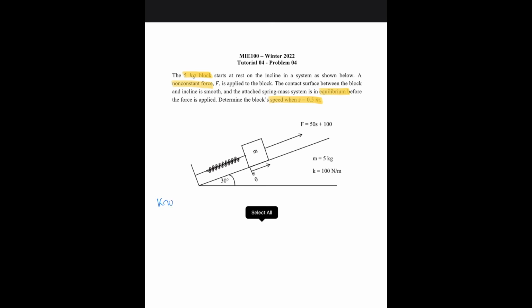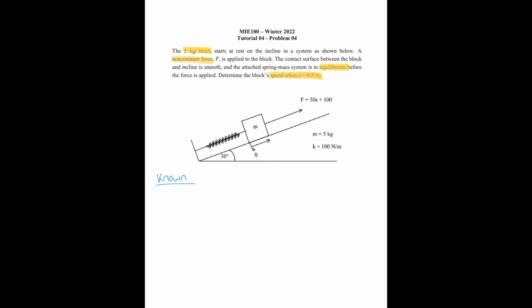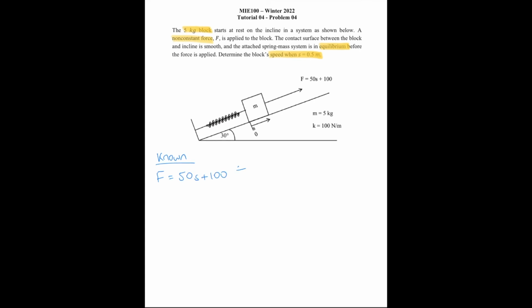Okay, so our known variables, we've got F is 50s plus 100, where S is the distance, so this is a non-constant force. M is 5 kilograms. The stiffness of the spring is 100 newtons per meter. S is 0.5 meters, and we want to find the velocity.